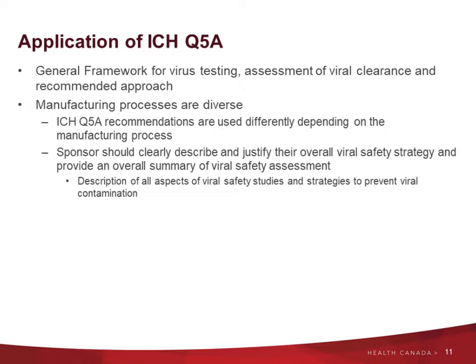So ICH Q5A is a general framework for virus testing. It is a recommended approach, but that being said, manufacturing processes are diverse. So ICH Q5A recommendations are used differently depending on the manufacturing process. With applications, the sponsor should clearly describe and justify their overall viral safety strategy, and also provide an overall summary of their viral safety assessment.